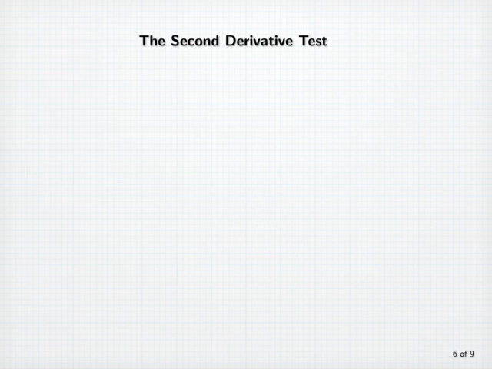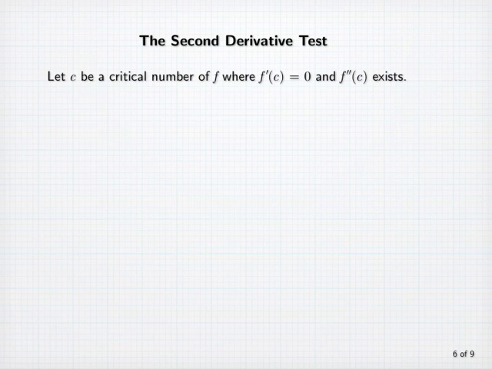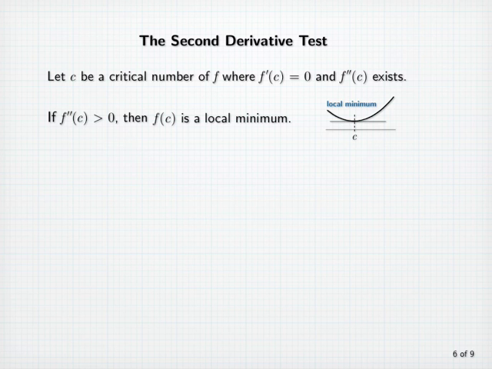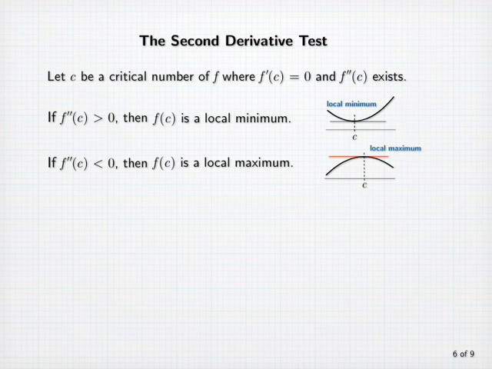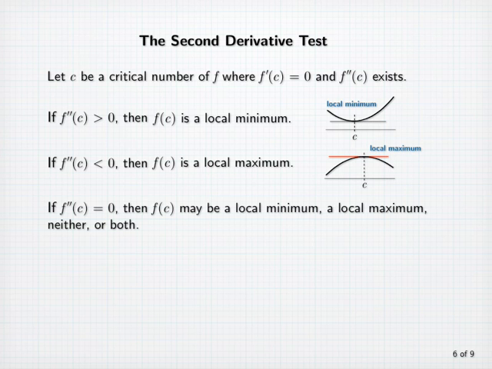The second derivative test. Let C be a critical number of f where f' of C equals 0 and f" of C exists. If f" of C is positive, then f of C is a local minimum. If f" of C is less than 0, then f of C is a local maximum. If f" of C equals 0, then f of C may be a local minimum, a local maximum, neither, or even both. That is, the test fails.